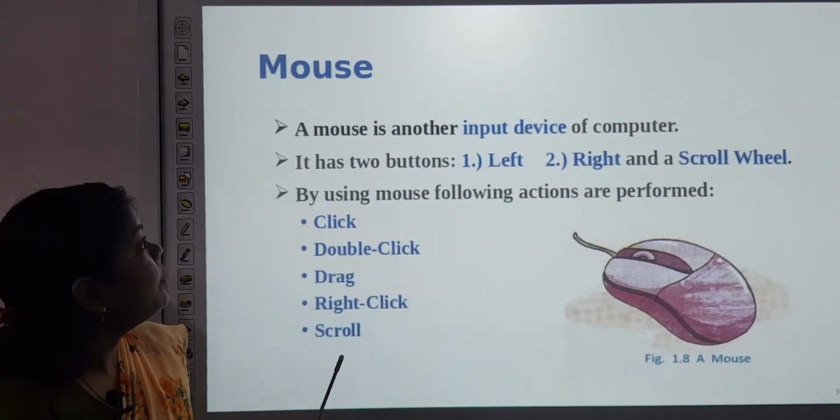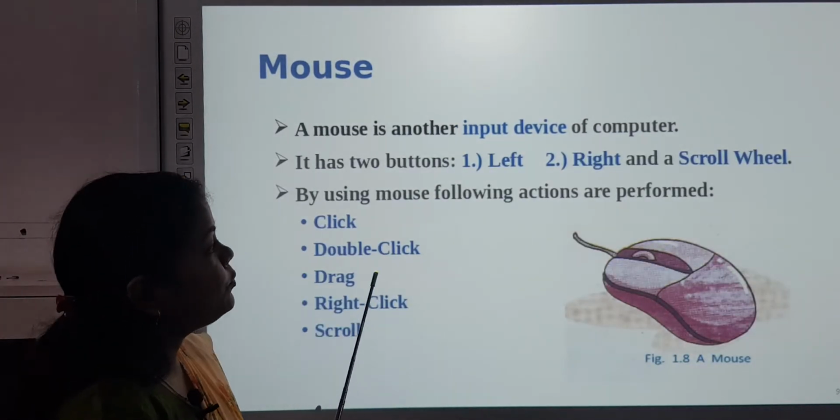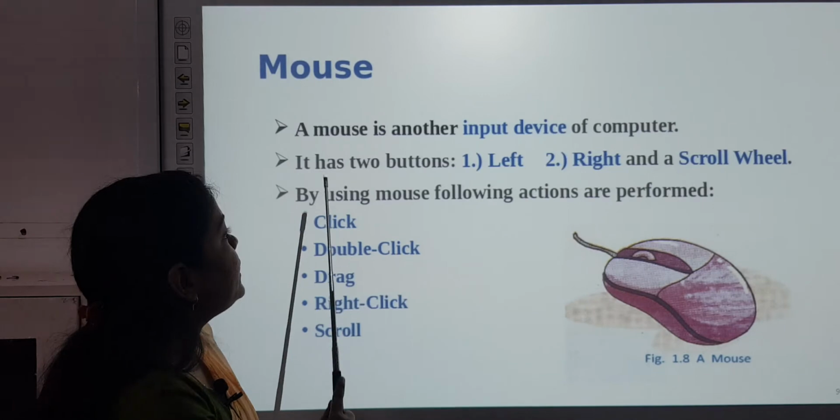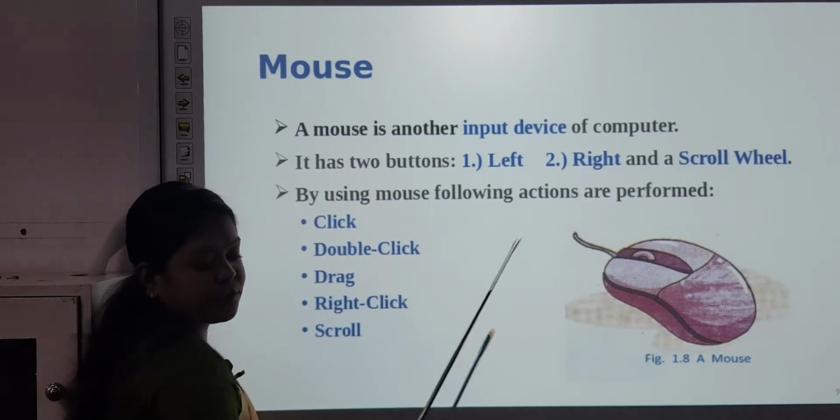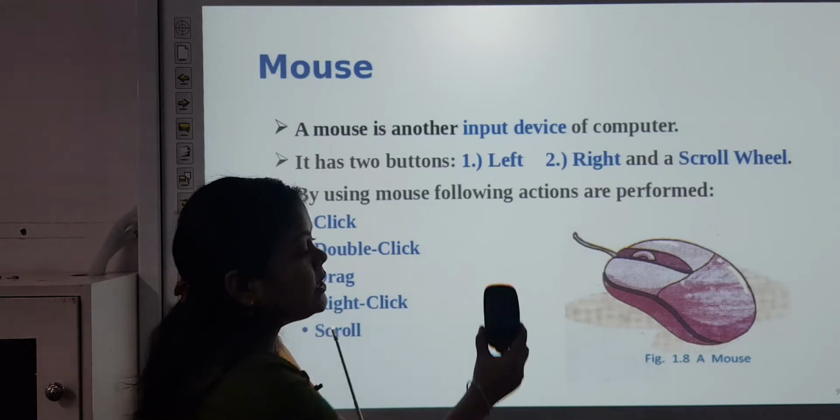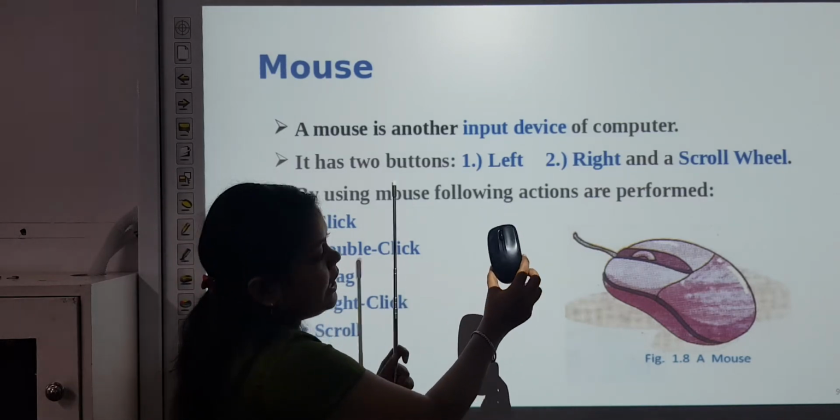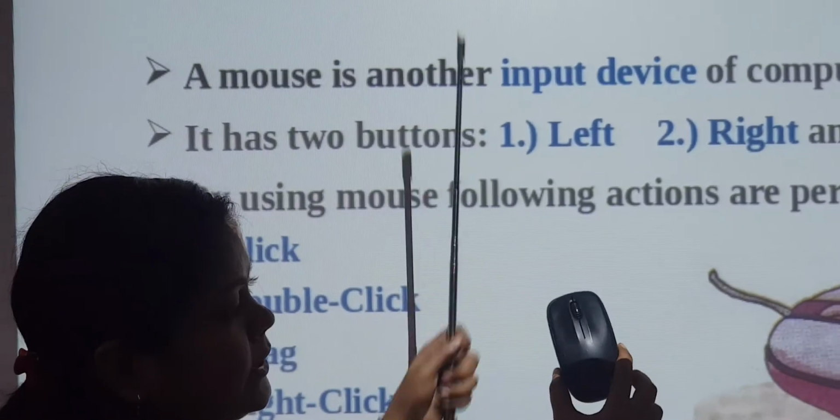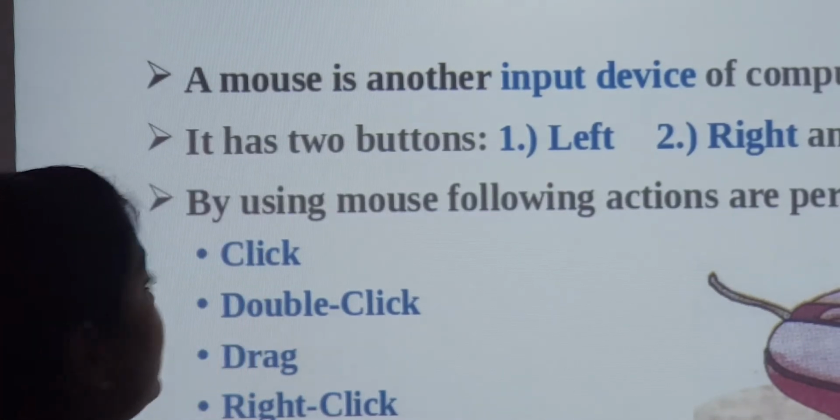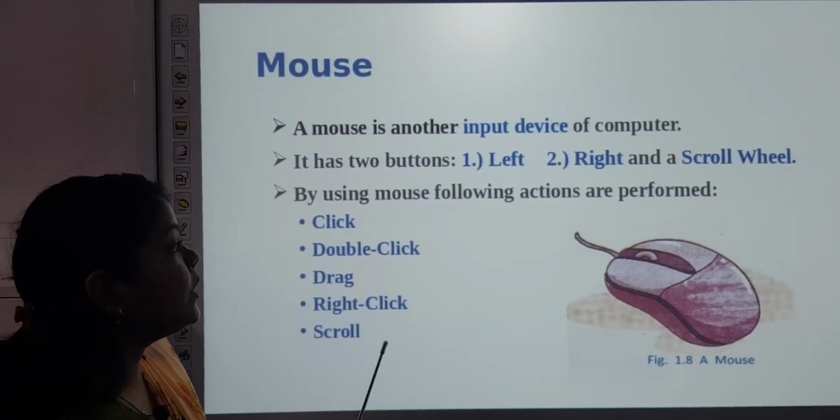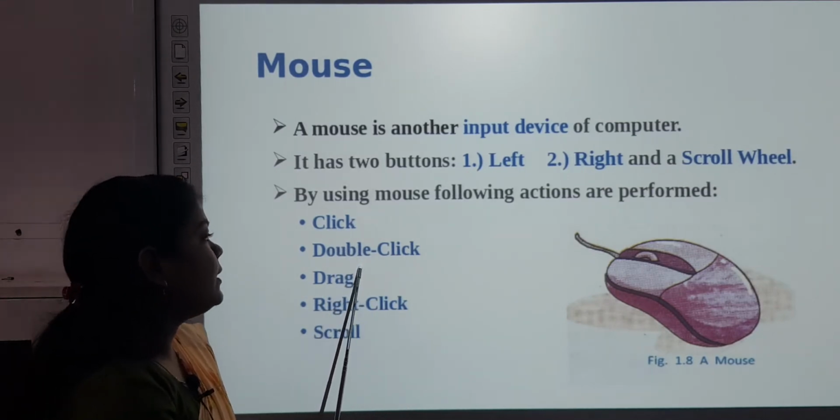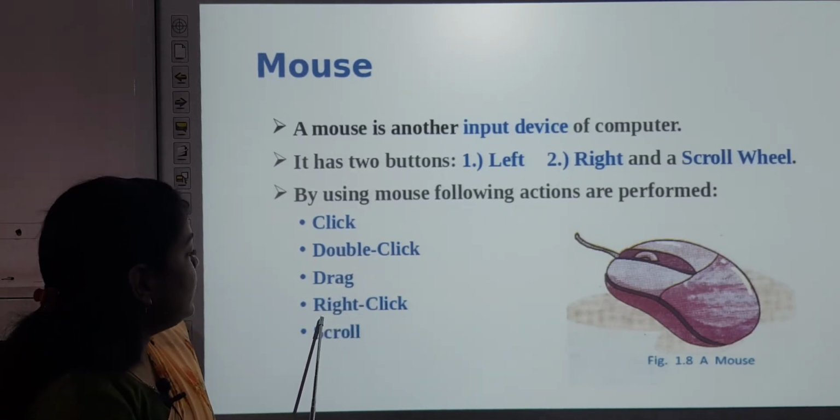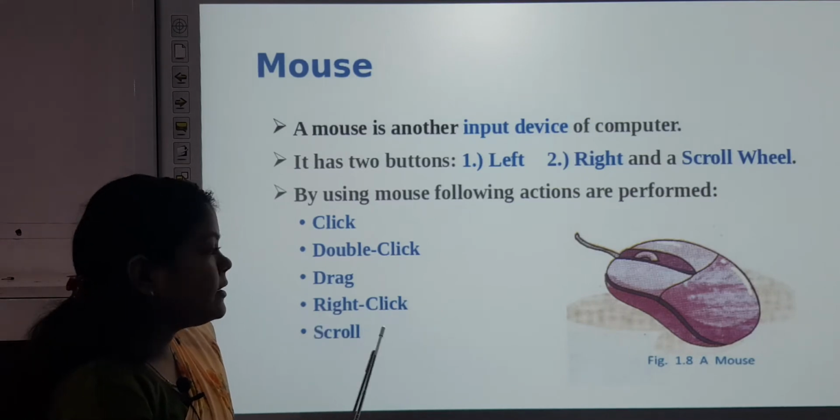Next we have mouse. A mouse is another input device of computer. It has 2 buttons, left button, right button and a scroll wheel. See, this is your mouse which has a left button, right button and this is the scroll wheel. By using the mouse, the following actions are performed. First is click, double click, drag option, right click and scroll.